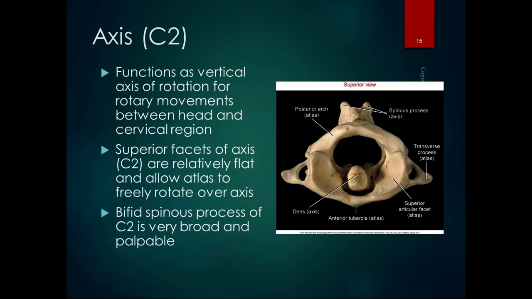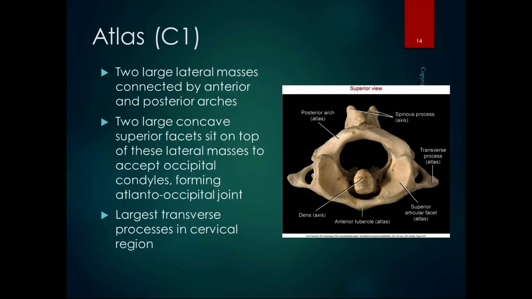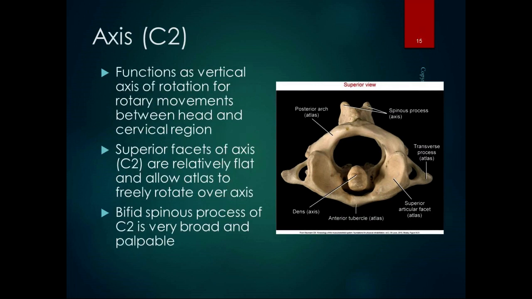So C2 functions as the vertical axis of rotation for rotary movements between the head and the cervical region. C1 works on flexion and extension of the head because of the way those facets articulate with the occipital condyles, and it does rotation with C2. So C2 is the vertical axis of rotation.